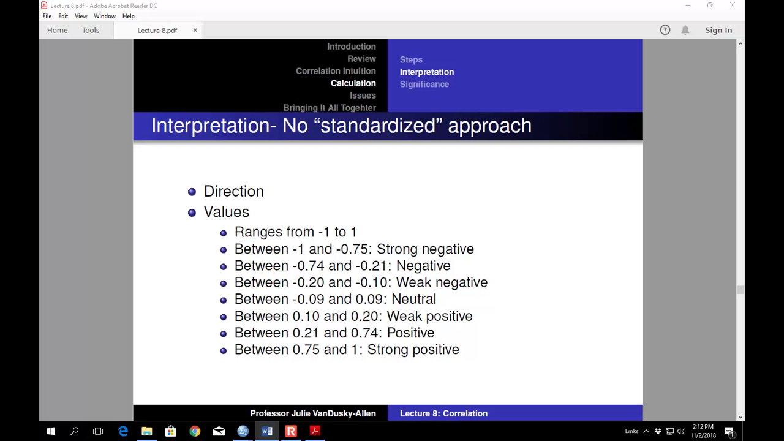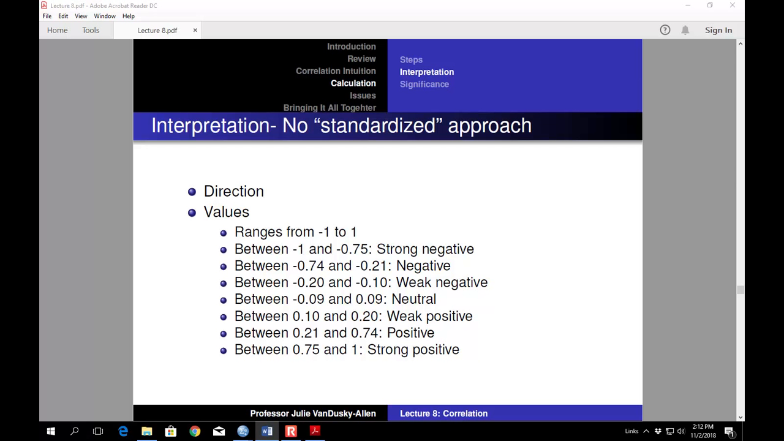Unfortunately, there's no consistent way to interpret the results of a correlation analysis. The interpretation can sometimes be subjective. Here is a general way to interpret the results of a correlation analysis that I want you to use in this class. If the correlation coefficient is between -1 and -0.75, then you should say there's a strong negative relationship between the variables. This means that as one variable increases, the other variable almost always decreases.